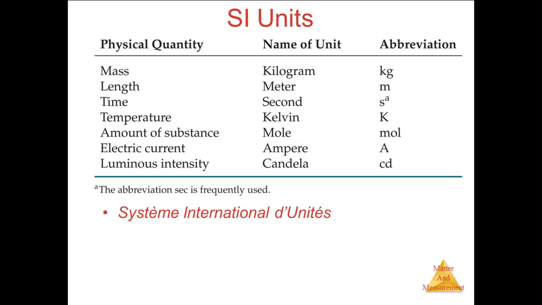The International System of Units, otherwise known as SI, is based on the 7 defined quantities and units shown in this table. These quantities and units are defined based on measurable values of properties. All other quantities are derived from combinations of these 7 quantities.